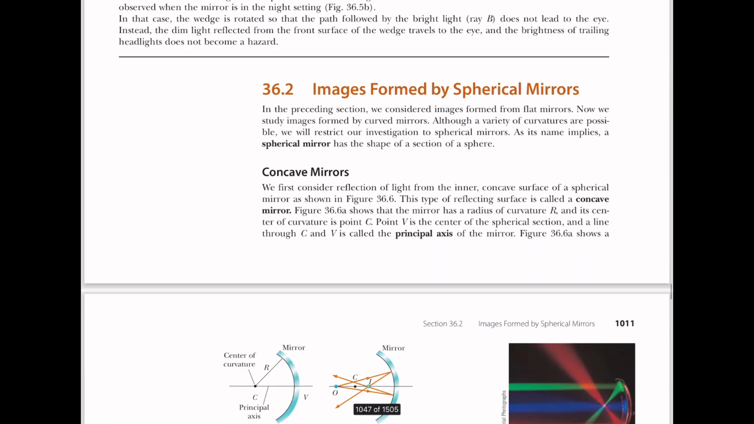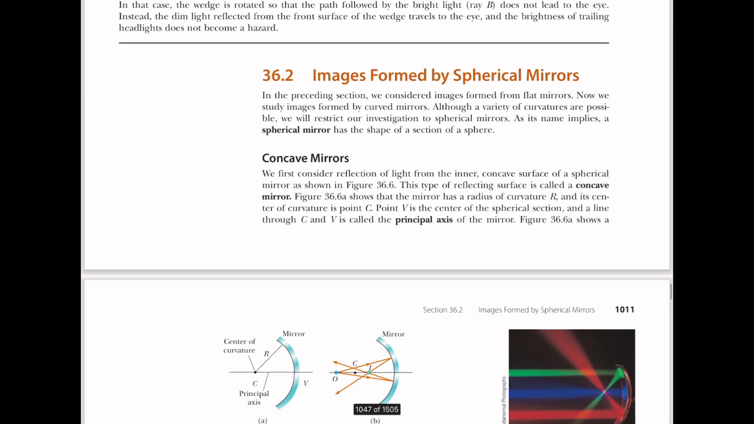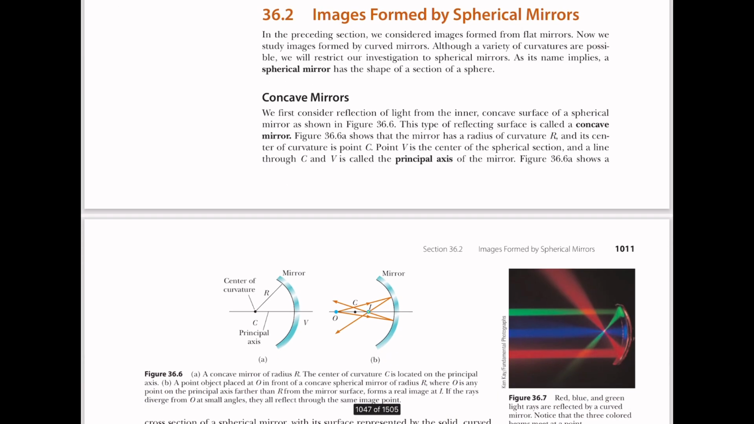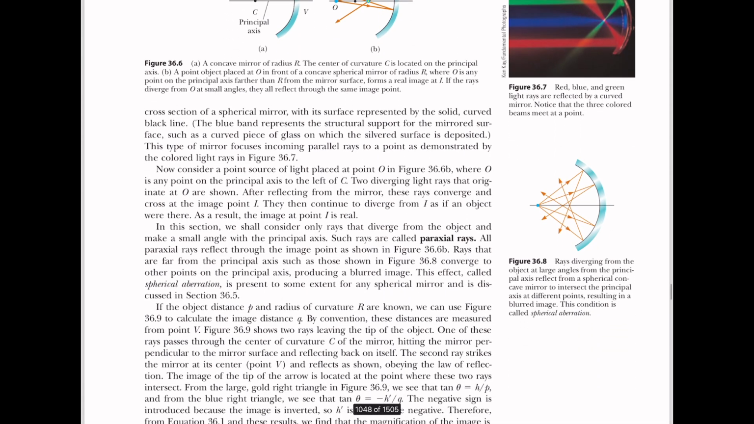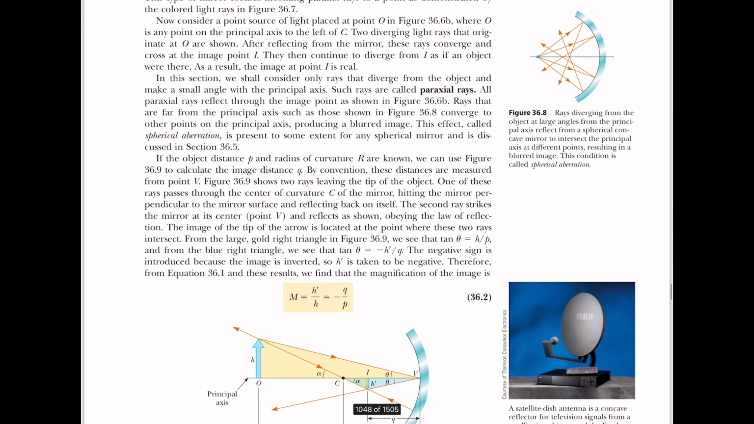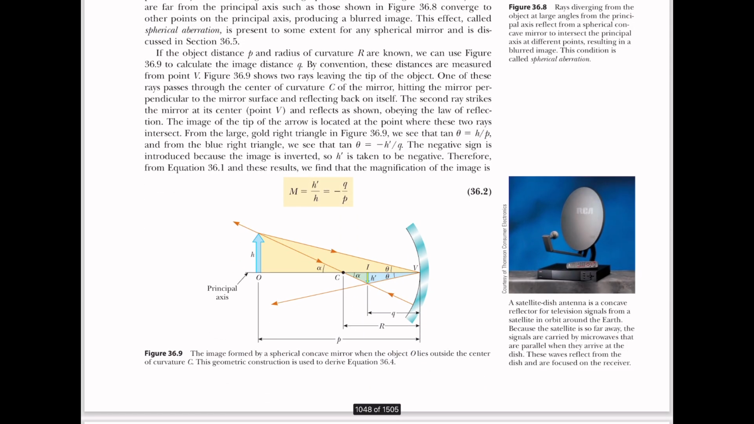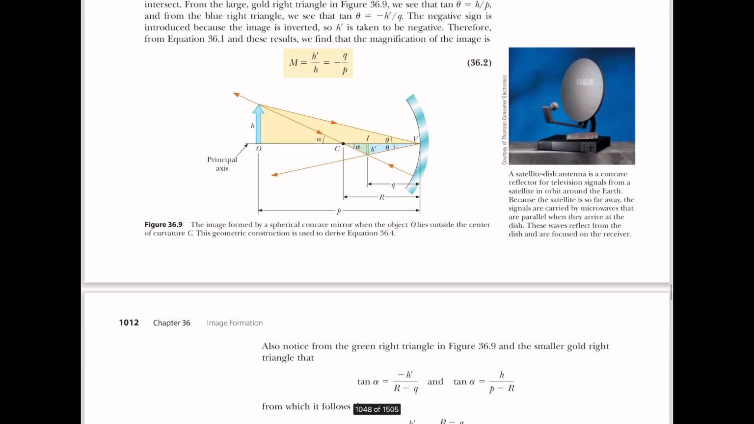And then we go to 36.2, images formed by spherical mirrors. Okay, I'm just going to take a look at the section titles here. We have concave mirrors, and they show you a picture of a concave mirror here, and they show you some other concave mirror images here. A satellite dish, pretty cool.